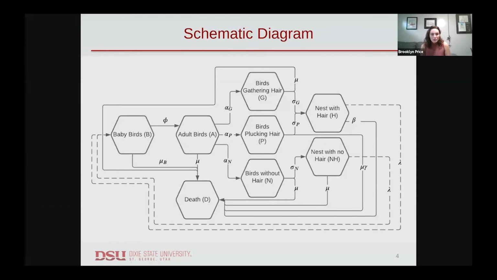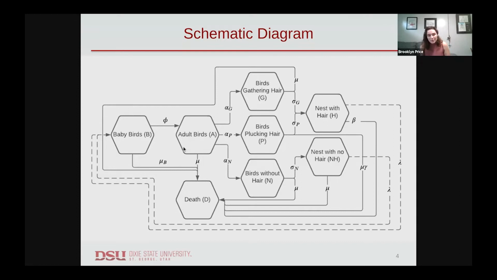In order to answer these two questions, we created this schematic diagram. It shows how our birds will flow through this population. We created some differential equations that we'll go over later in this presentation, but this schematic diagram demonstrates our flow through our differential equations. All of our birds will start out as babies, and 90% of the baby bird population dies off, so they don't make it to adulthood. Some of them go straight to the death compartment. But the baby birds that do live will become adult birds.